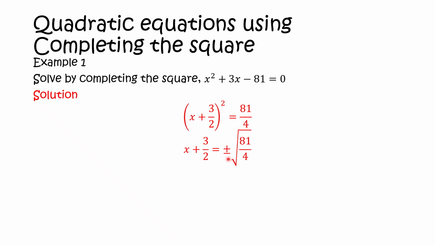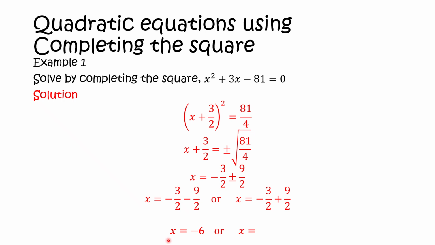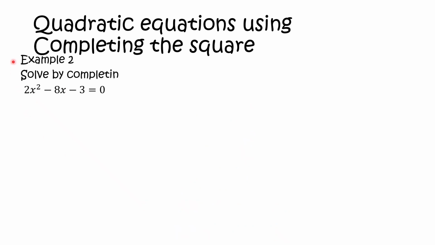So with that, we are going to move the 3/2 to the other side so that we have it as negative 3/2 plus or minus the root of 81, which is 9, over the root of 4, which is 2. So we separate these solutions, separating the negative from the positive, so that we have two possible solutions. When we simplify the one with the negative, we get x is equal to minus 6, or x is equal to 3.